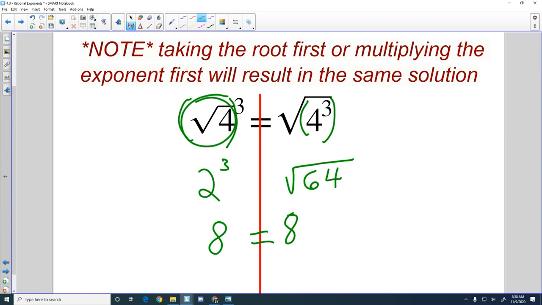And I know I prefer to work with smaller numbers as opposed to going up to a bigger number and then trying to figure out the square root of some gigantic number. So I would suggest always taking the root first if you can.